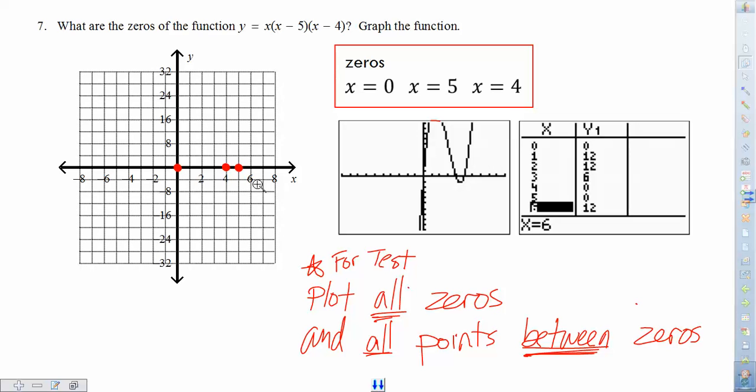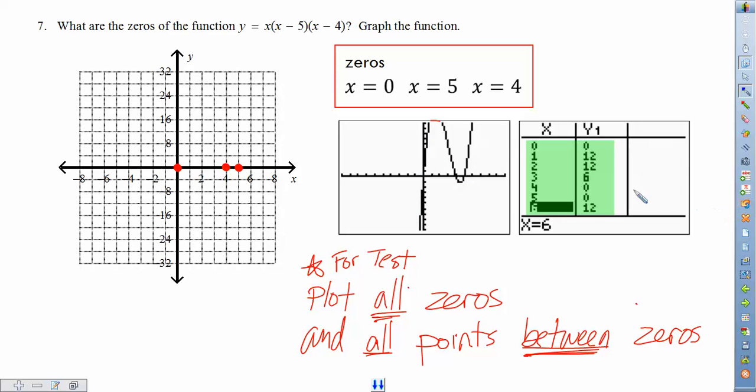The problem is after that, I ended up taking points off, because from here they were looking at this picture, and then they were just trying to make a pretty lazy sketch of the whole thing. Okay? You are not allowed to do that. Not only do I want you to plot all the zeros, which is what we did, you need to plot all the points in between the zeros. What does that mean? Here's what it means.